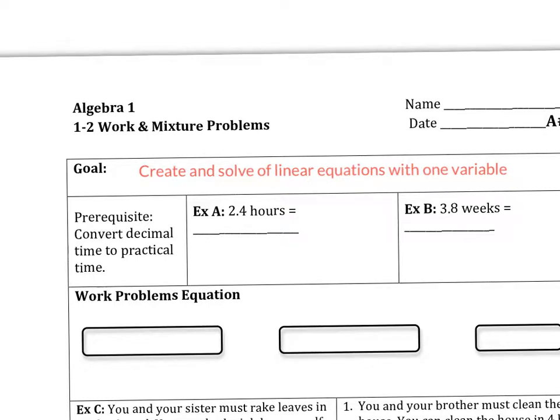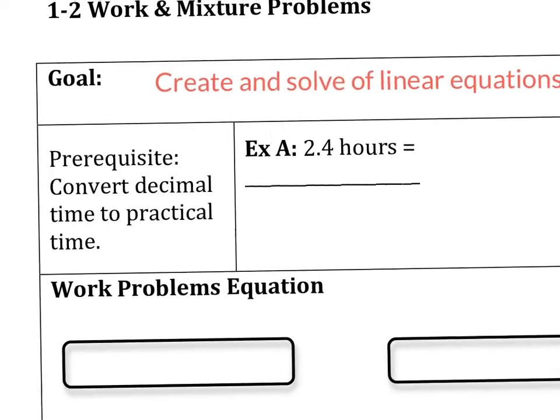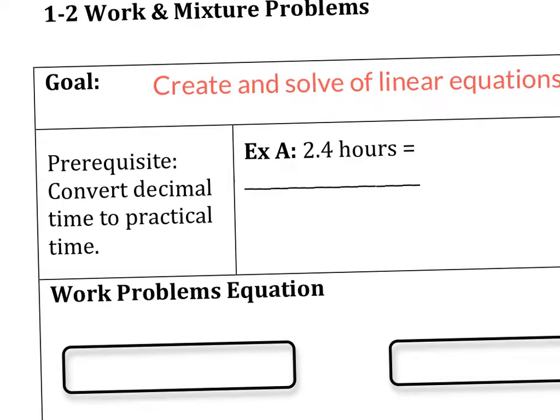All right, on this lovely day, we're going to be working through work and mixture problems. So we're going to create and solve linear equations using one variable. Before we do that, one skill we need is to be able to convert decimal time, like 2.4 hours, to practical time, 2 hours and 12 minutes or 13 minutes or something like that. So that's what we're going to spend a moment here doing.